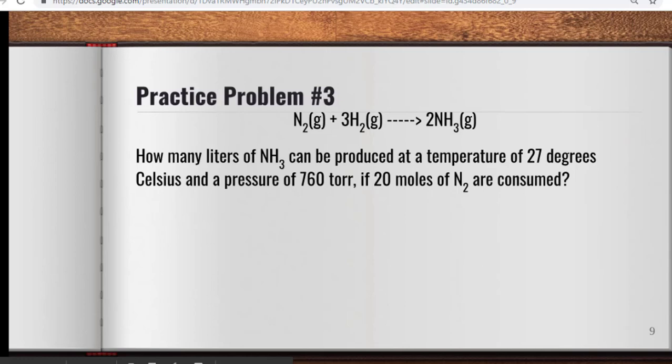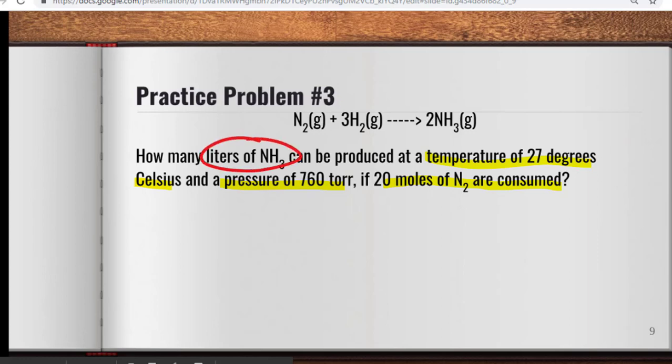All right, let's take a look at this last problem here. How many liters of NH3 can be produced at a temperature of 27 degrees Celsius and a pressure of 760 torr if 20 moles of N2 are consumed? So we got a lot of information here, so let's break this down. We have a temperature of 27 degrees Celsius, a pressure of 760, and we also have 20 moles of N2 that are consumed. The question is asking for liters of NH3.